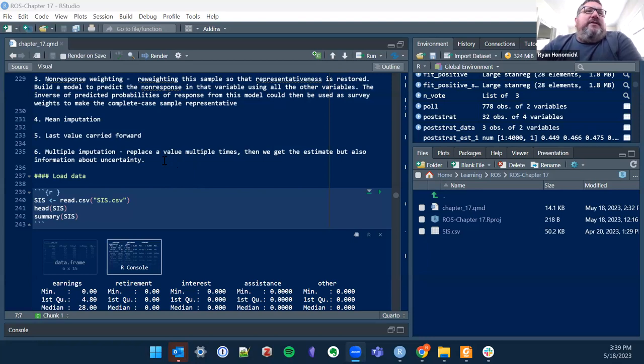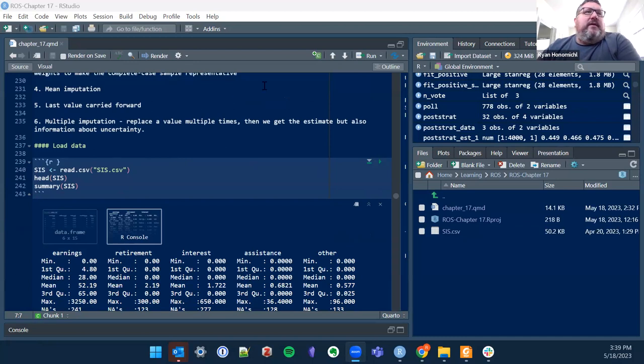So for multiple imputation, we impute multiple times. That gives us a series of estimates, but by looking at the series of estimates and how close they are to each other, we can get a sense of the uncertainty. So once again, a common theme in this book has been, don't just look at the estimates, look at how uncertain you are.